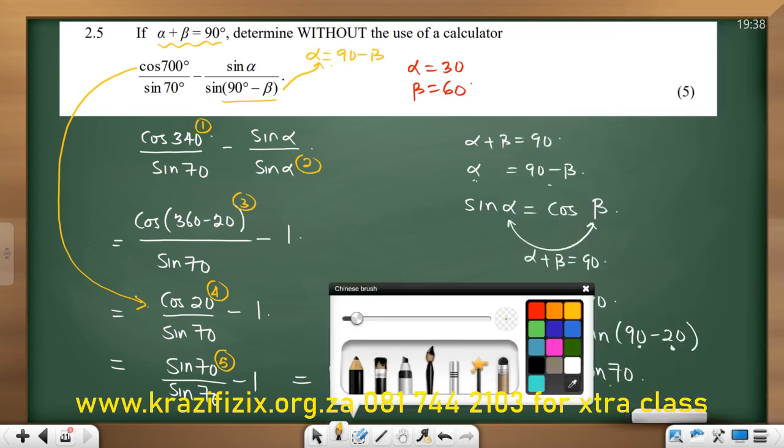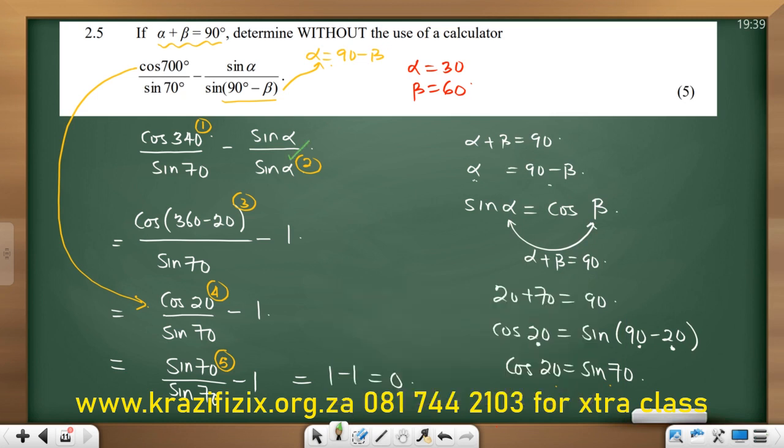Because this is where the mark is. It's 5 marks. Your first mark comes from here. Your second mark comes from here. Your third mark would come from simplification there. Your fourth mark will come from changing cos 20 to sine 70. And your final mark will come from the answer. Check. No one gives you a mark for this.